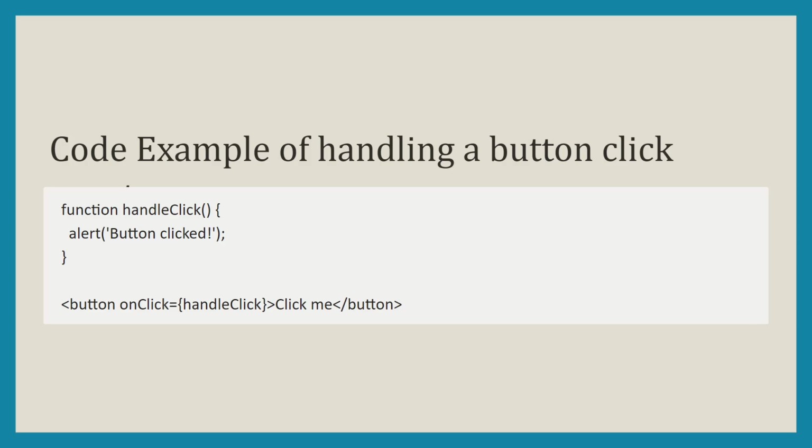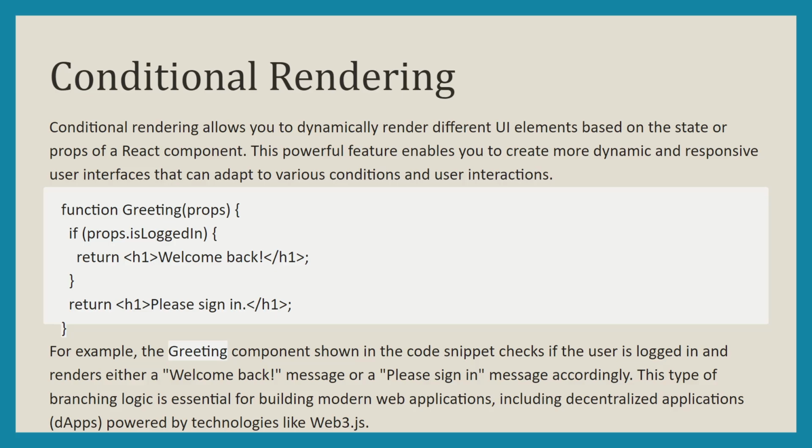Okay, so this is just a small code example of handling a button click. Function handleClick, alert button click, button onClick, click me button. So now let's talk about conditional rendering.